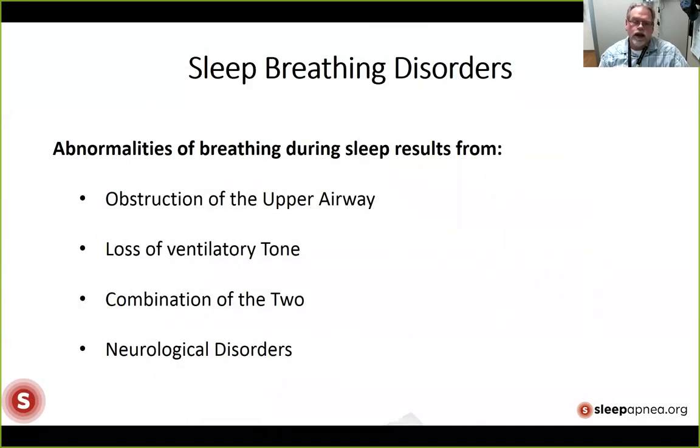So some of the abnormalities of breathing during sleep result from obstruction of the upper airway. Now that obstruction can take place in a lot of different ways. It can be positional, it can be weight related. It could be from some form of abnormality of the upper airway. We can also have a loss of ventilatory tone, or we could have a combination of either one of those. And we can also have the neurological disorders. And again, we'll talk briefly about neurological disorders when we get into the central apnea component.